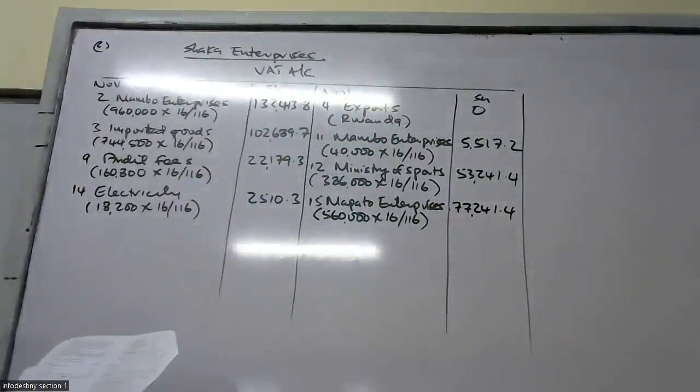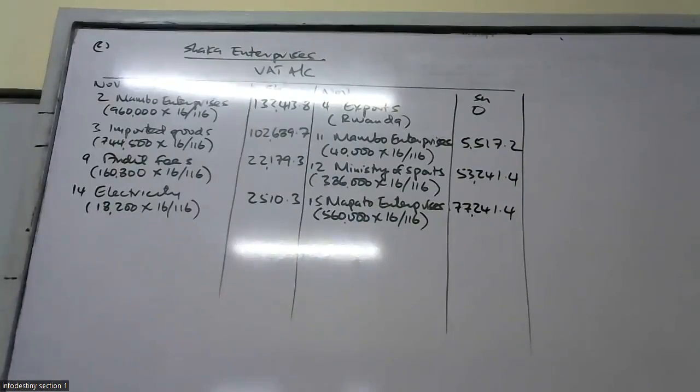On 19, received 180,000 from the Ministry of Sports on account. You don't make any entry when you receive cash because the entry was already made when you sold. So you don't enter VAT again when cash is received. So there's no entry for the 19th.